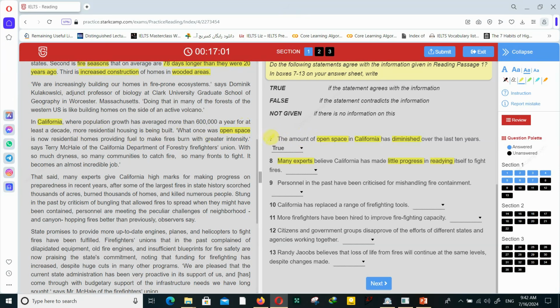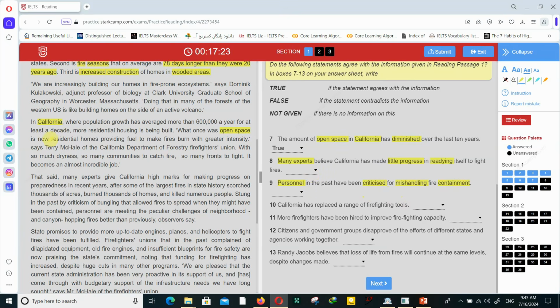So now moving on, next question: many experts little progress in readying itself. And the next one, because I'm always using the next two questions for true, false, not given: personnel in the past have been criticized for mishandling fire containment.